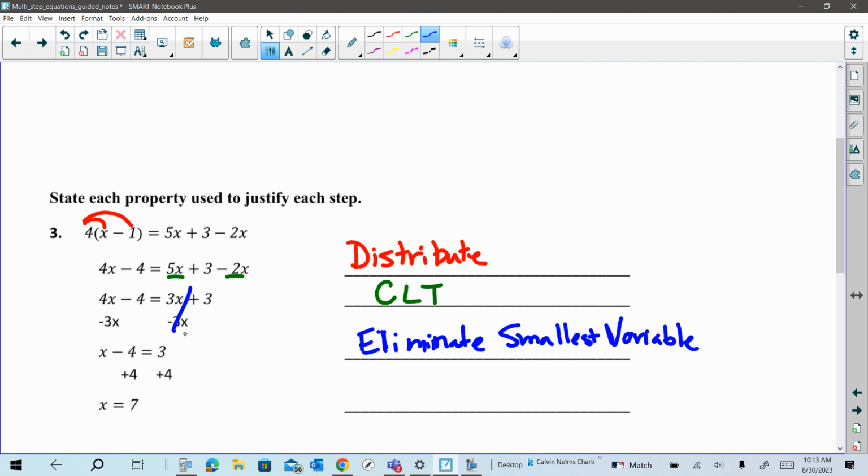So here they eliminate the smallest variable. So they said minus 3x. And then they undo the subtraction.